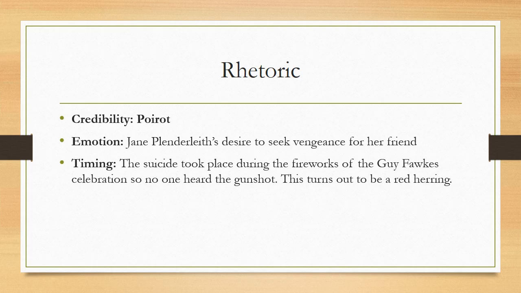Timing. The suicide took place during the fireworks of the Guy Fawkes celebration, so no one heard the gunshot. This turns out to be a red herring because she's just trying to kill herself. So she didn't necessarily want to cover it up or hide it. But what's interesting is it prevents anyone from discovering her body until her roommate gets home the next day. So it actually creates the opportunity for her roommate to do this, because Miss Plenderleith's decision to alter the crime scene is a spur of the moment kind of thing.